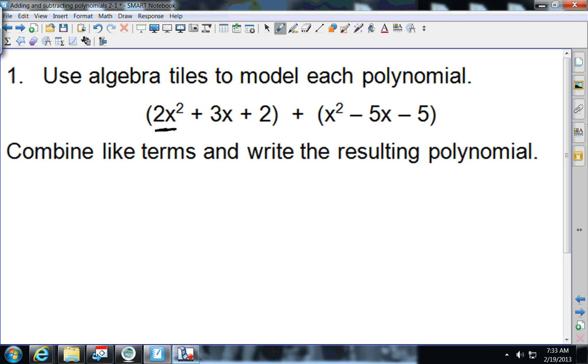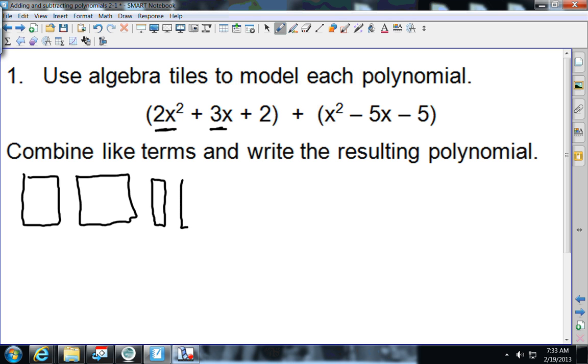All right, so going back here, it says 2x squareds. So let me go ahead and draw those algebra tiles. I've got 2x squareds. Then the next term says 3x's. So I'm going to make 3x. And the next one says plus 2.